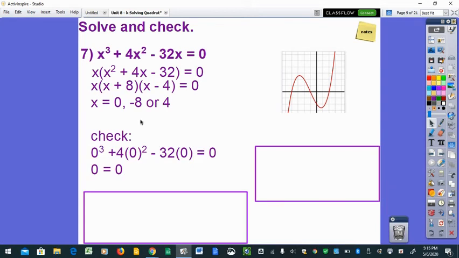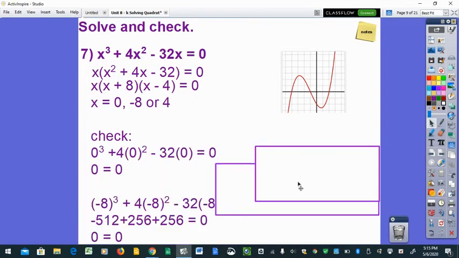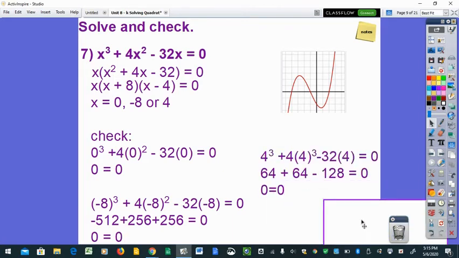Okay, I'm going to check, put the 0 back in the original. It works. I'm going to put the negative 8 back into the original to make sure it works. So my negative 8 to the third is negative 512. 4 times this is, remember to catch that negative 8 in the parentheses to make sure you realize this should be positive. And a negative times a negative. And sure enough, it works. And then I can put the 4 in. Cool thing is you can put your answers back in the original and you can check them. So you know if you've done it correctly. So a cubic will have usually 3 roots.